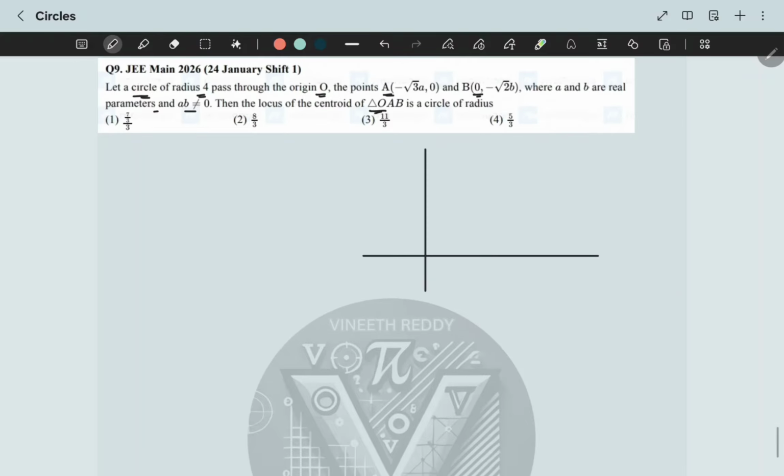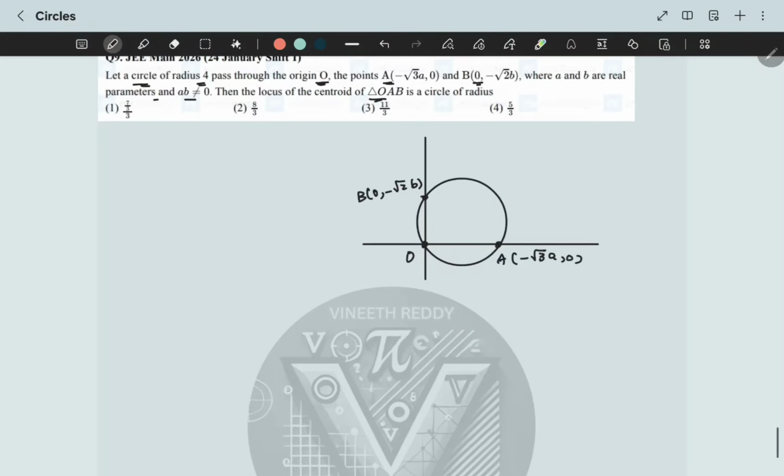So there is a circle whose radius is 4, and it passes through the origin. That is also fine. It passes through the origin and these points A and B, right? Something like this. So circle is something like this. This point is A, minus root 3A comma 0, and this point is B, 0 comma minus root 2B. Then the locus of the centroid of triangle OAB.